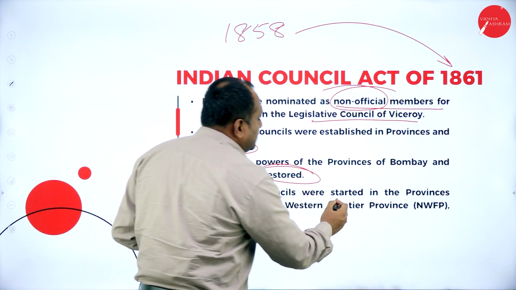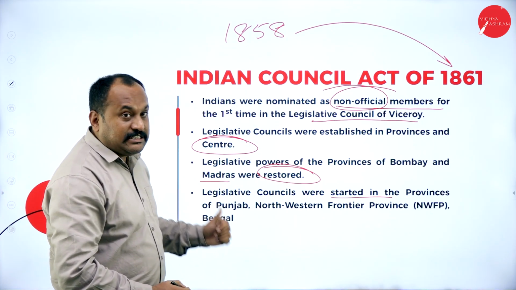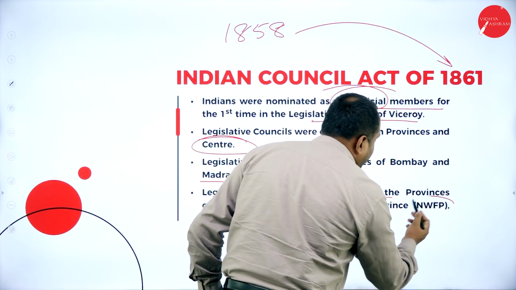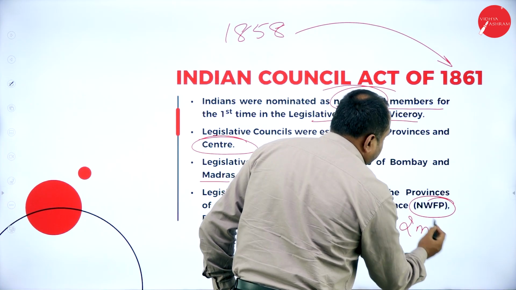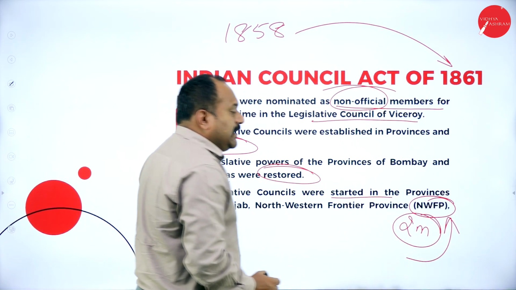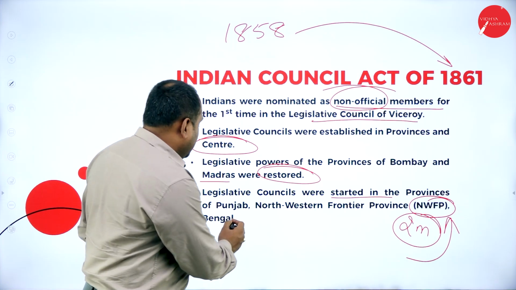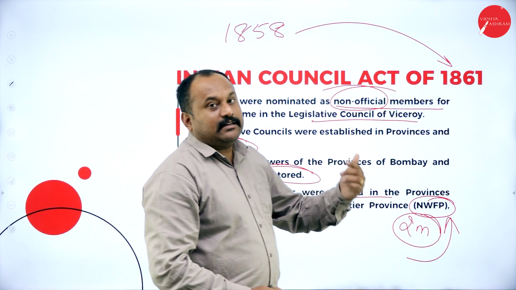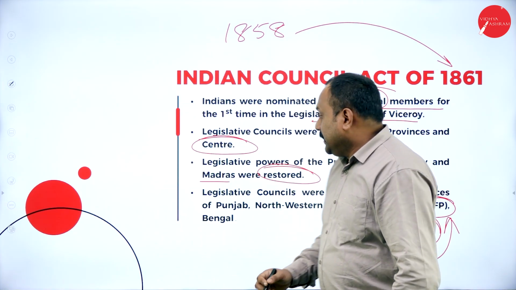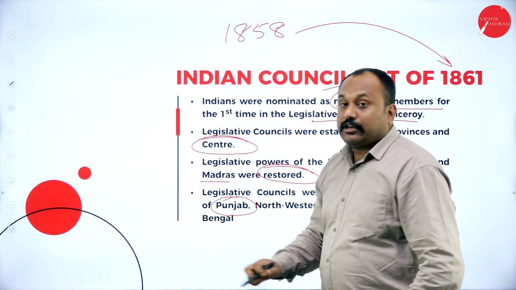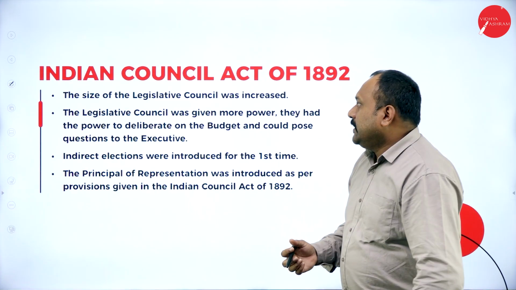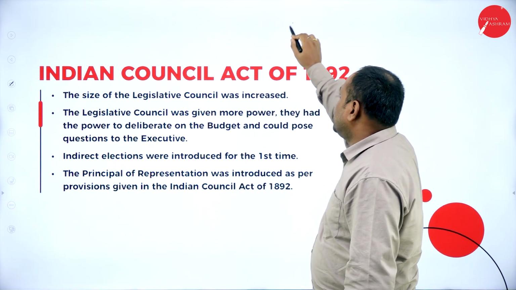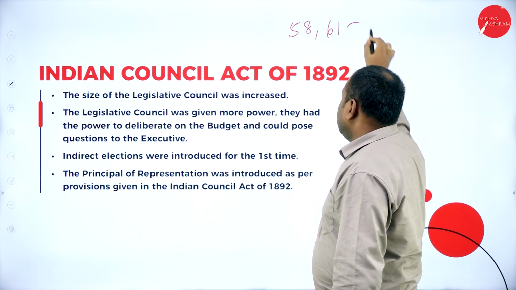So a Legislative Council was started in the provinces of Punjab and the Northwest Frontier Province, that is NWFP. You can get a 2-mark question on this. NWFP, and we had Bengal. So these were later added in 1861, because Bengal and Punjab started to revolt more.